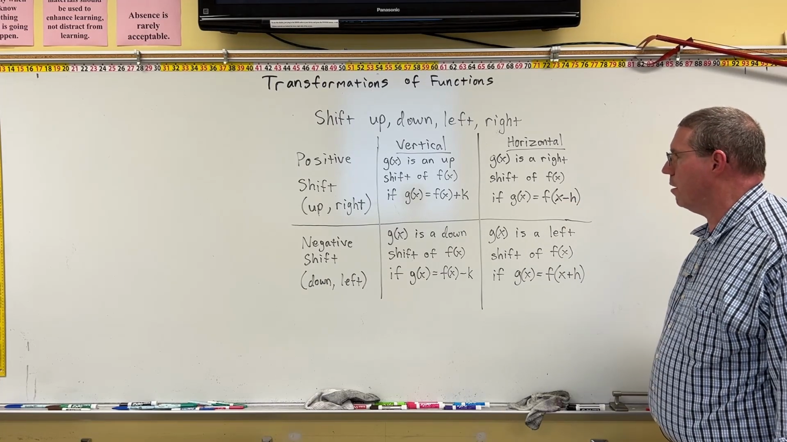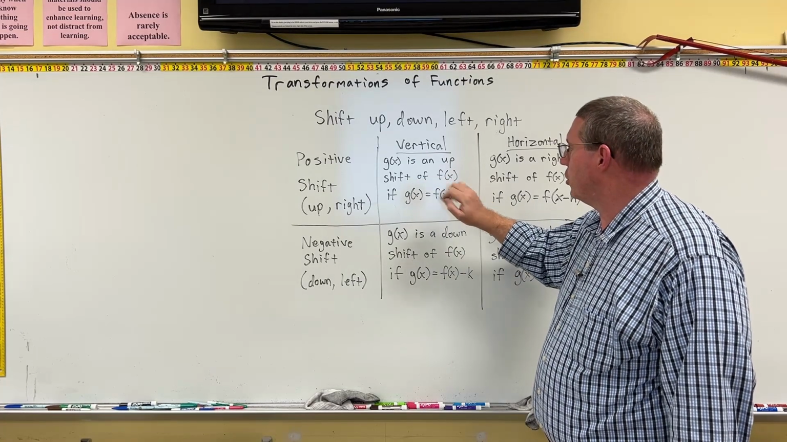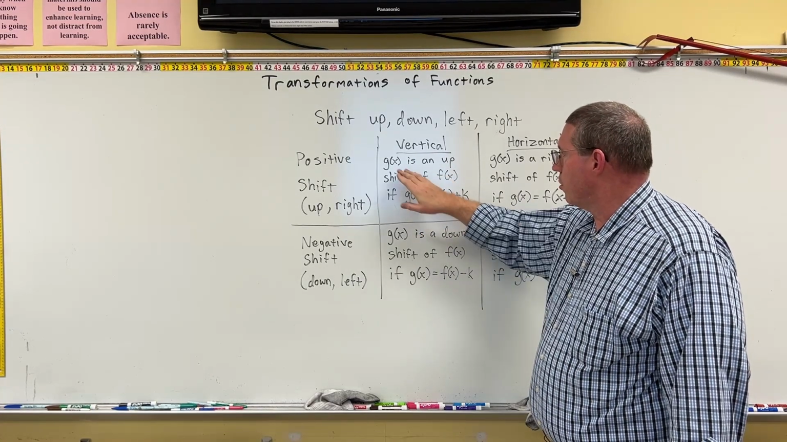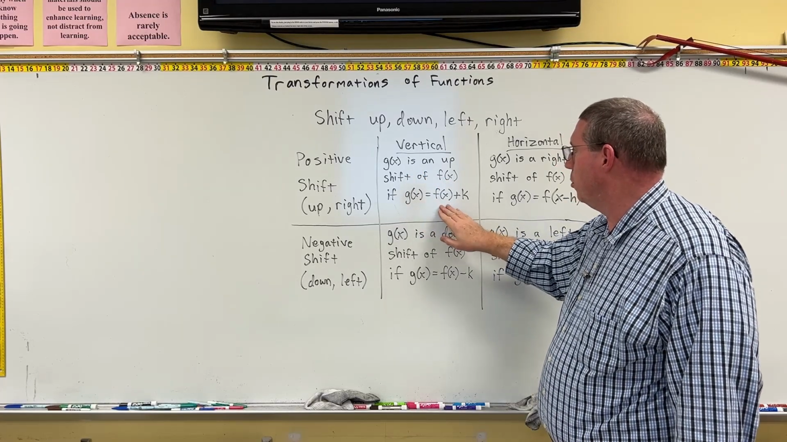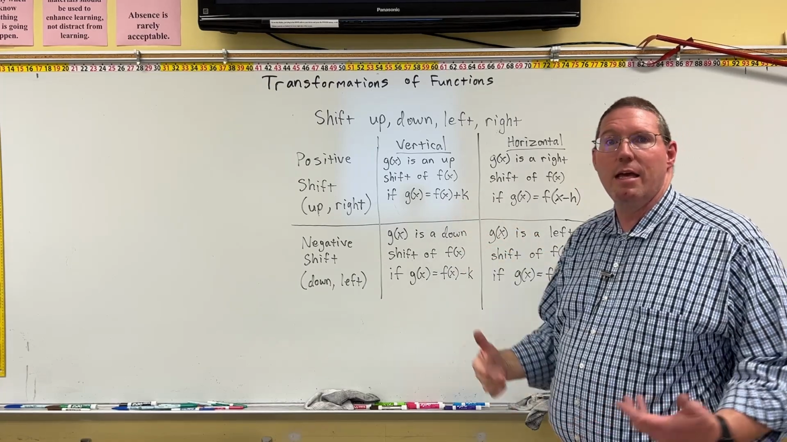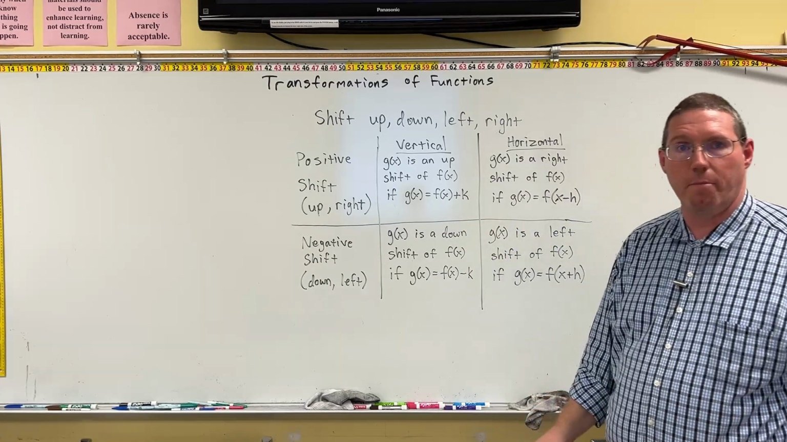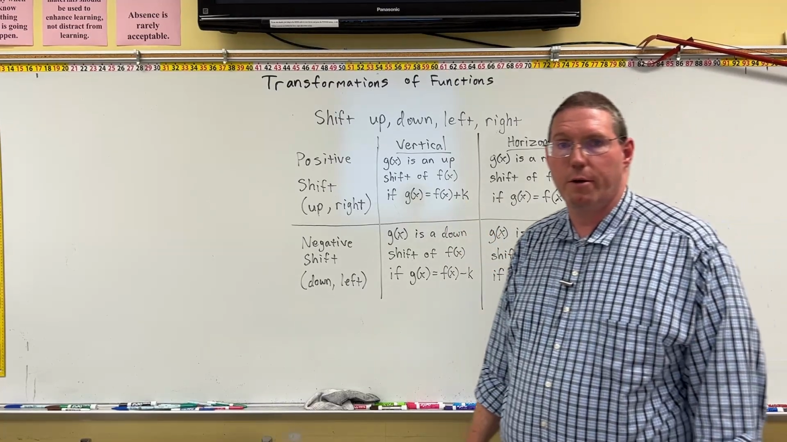Okay? And so here's the idea. An upward shift of the function f of x, so g of x would be an upshift of f of x if g of x is equal to whatever f of x is, and then just with a plus k, where k is a constant. K is just a number, okay? So like plus 5 or plus 300, okay?